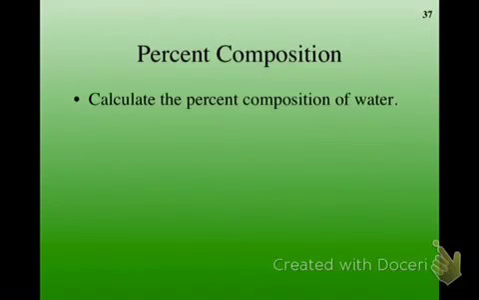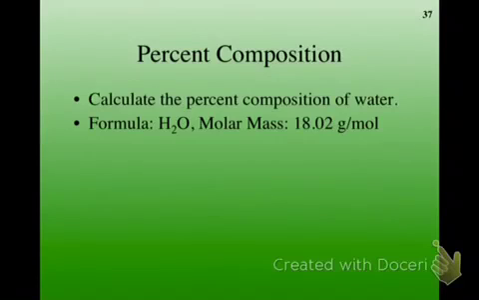So let's say I want to calculate the percent composition of water. I should know the formula for water is H2O, and the molar mass for water is 18.02 grams per mole. It's a fairly simple calculation at this point. So what I want to know is the percent of that compound that is hydrogen and the percent of that compound that is oxygen. So I'm going to do it for hydrogen first.